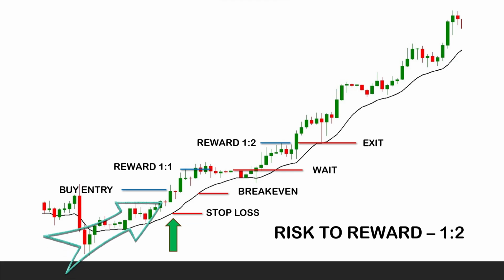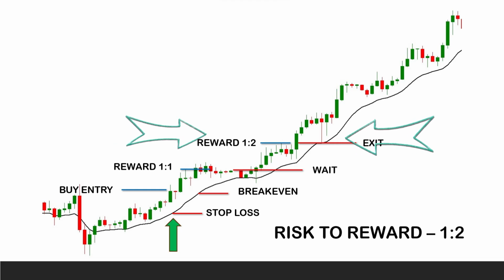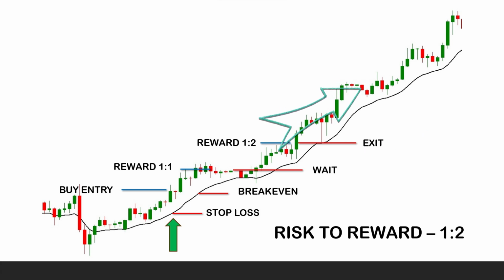So as the price goes up, you can see first it reaches 1:1, you wait. Then the price continues upwards. When it reaches 1:2, you exit. I know that the price continued going upwards, but we have a different strategy for it. But the most important thing is you practice one simple strategy multiple times. And then once you become an expert, then I will show you what to do next.